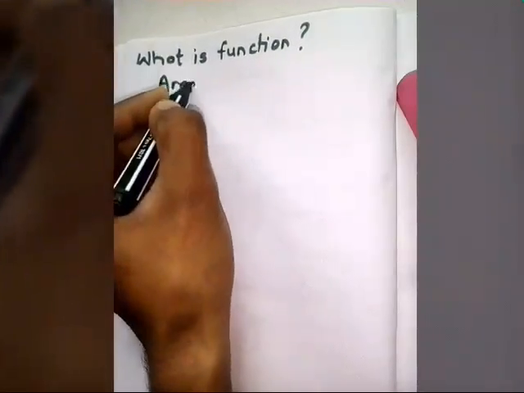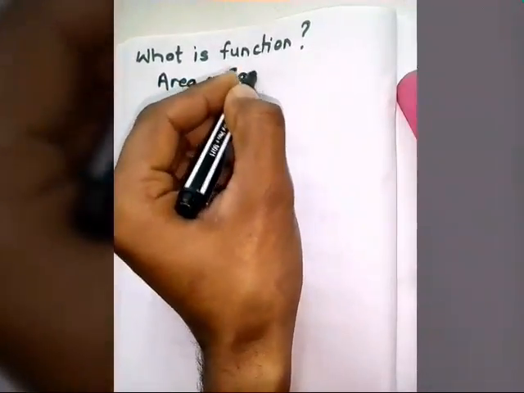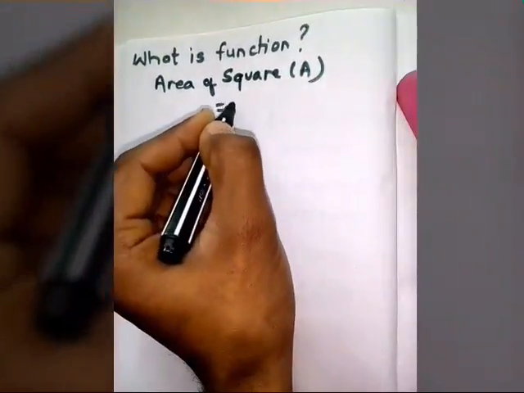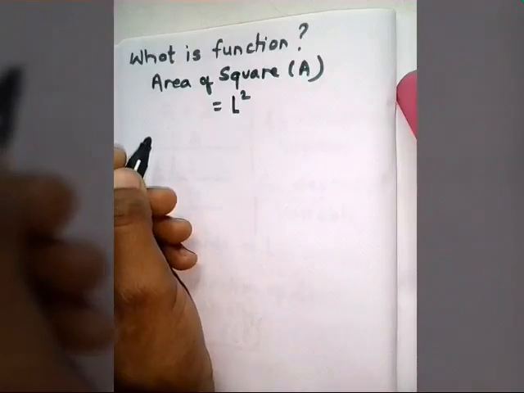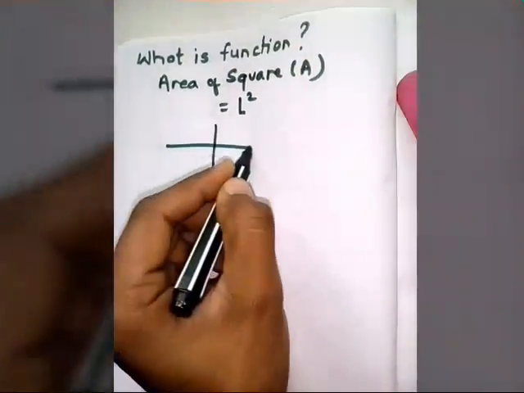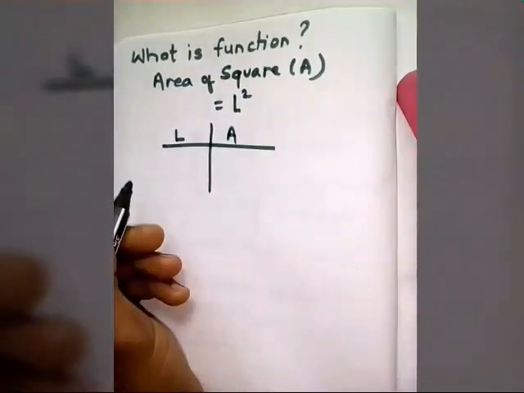Area of a square, we know the form of area of a square. Area of a square A is equal to L square, where L is the side of a square. Okay, now let me make a table. We have value of L and here we have A.